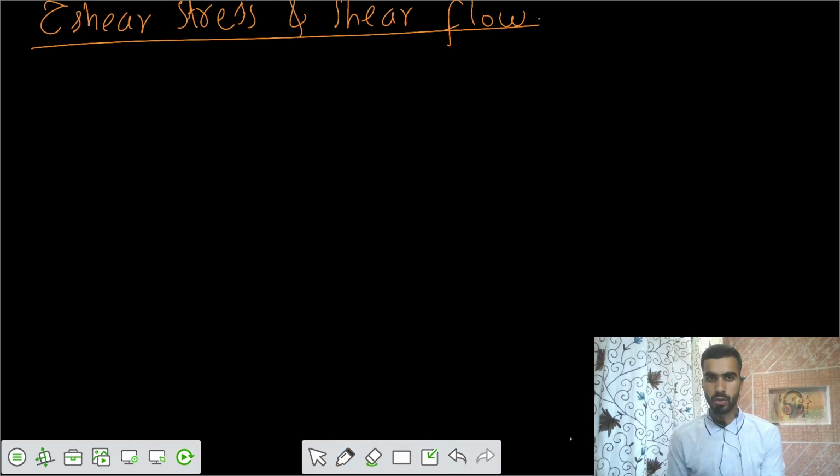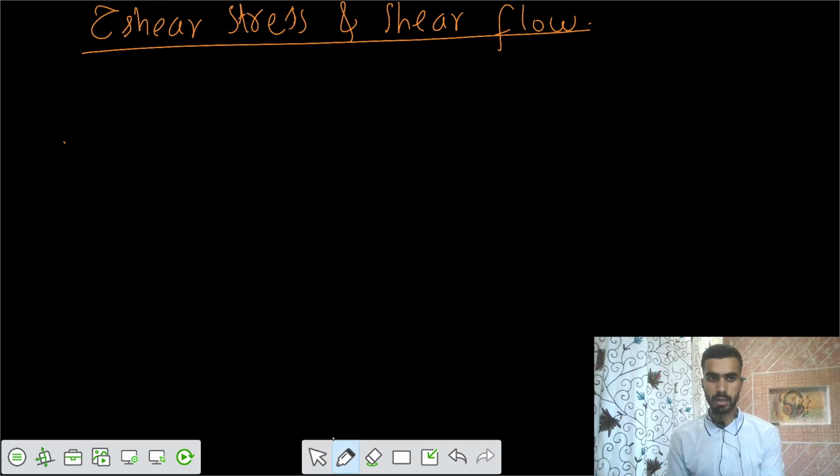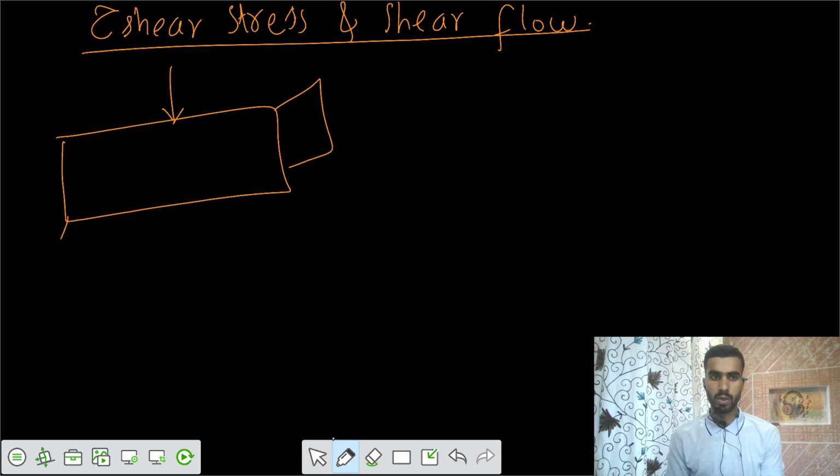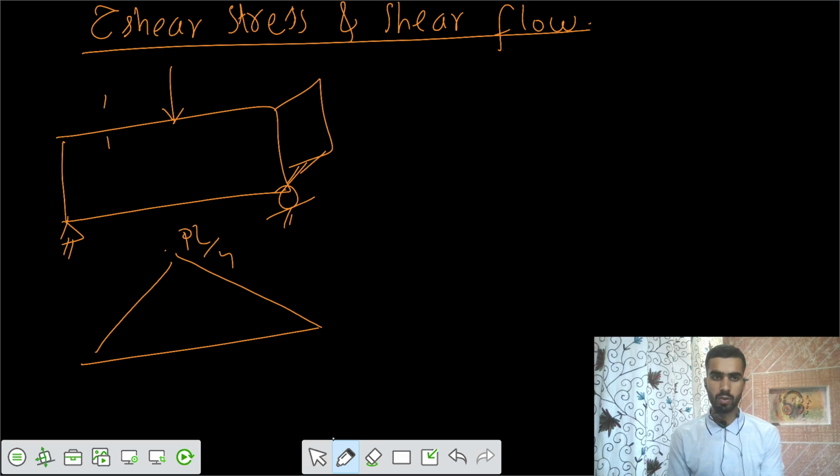So during the derivation we had that beam subjected to a point load at the midspan, and we said that the bending moment diagram would be a linear function, and we took two cross sections at xx and yy. So the element was dx. This was your differential element dx. Here the loading was M, and the loading here was M plus dM.